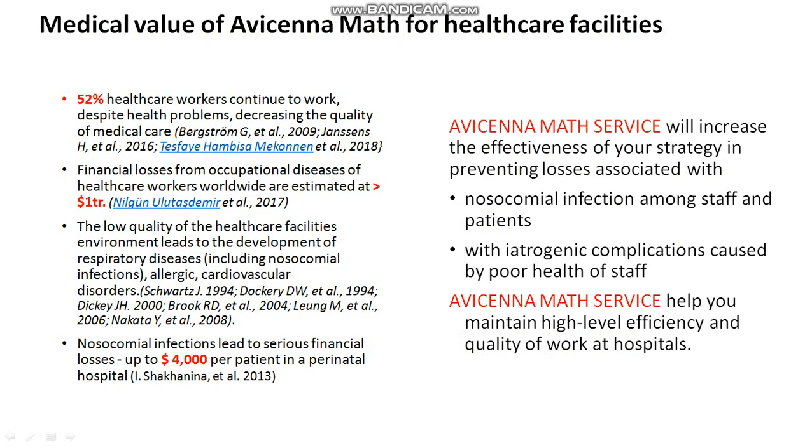Great analytical and research work has been done on the topic of financial losses from personal diseases. Avicenna Math service will increase the effectiveness of your strategy in preventing losses associated with the nosocomial infection among staff and patients and with iatrogenic complications caused by poor health of staff.